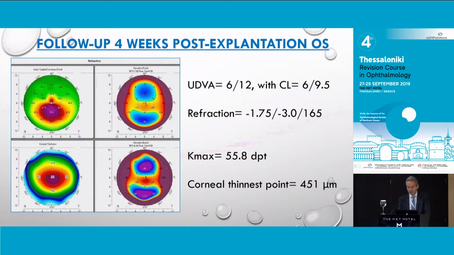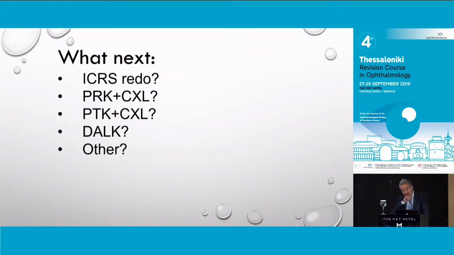So it's not fair not to give you this data from the Pentacam. The vision was 6/12, and with contact lenses 6/9.5, four weeks after explantation. And this was the refraction. And the Kmax was basically the same, from 55.3 to 55, so a half diopter decrease, but stable keratometric readings, and good thinnest point, 451. Now that you have this data, what would you do?